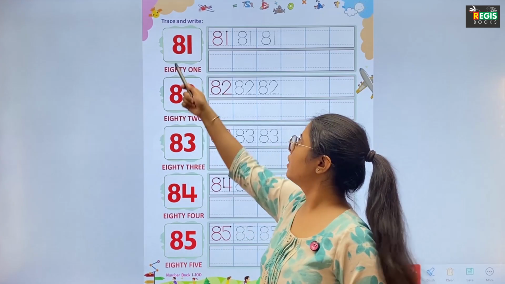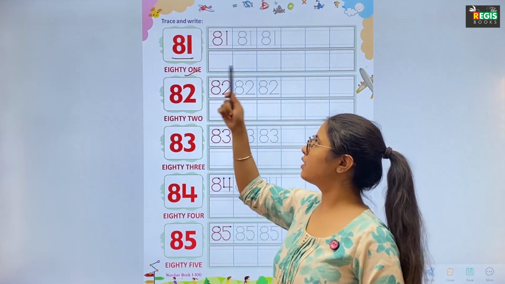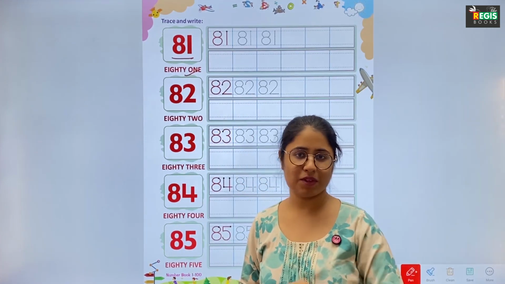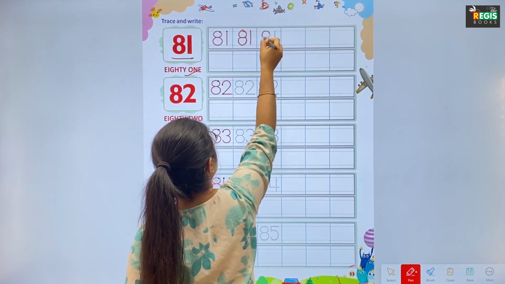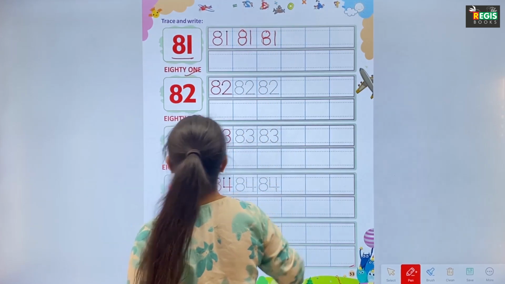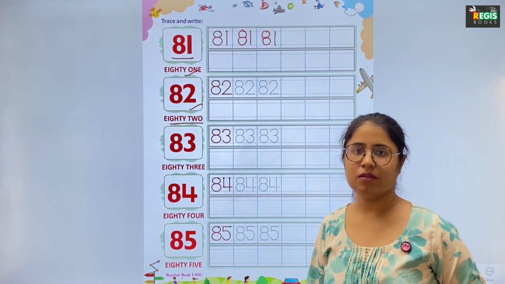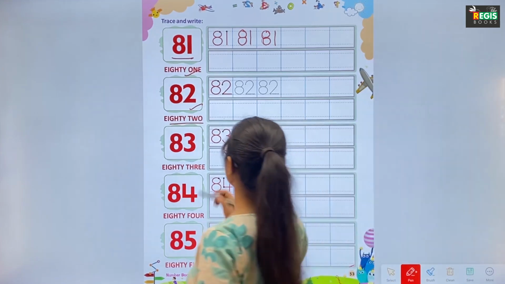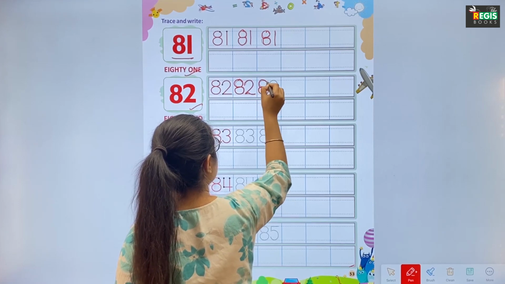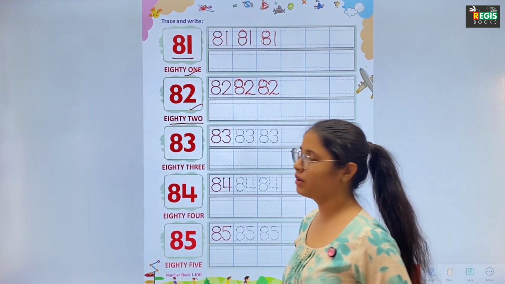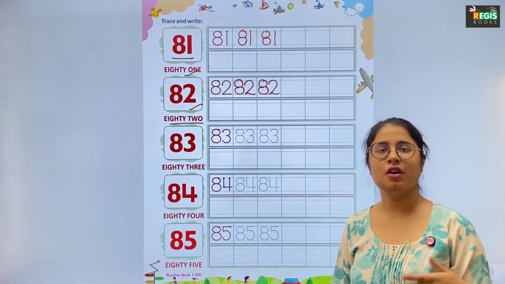Trace and write 81. We write the number 81 by writing 8 and 1 together. Let's trace with me. 81. 82. Now write the number 82 with me. First 8, then 2. 82. So kids, now you will write the number 81 and 82 in the rest of the boxes to practice it.